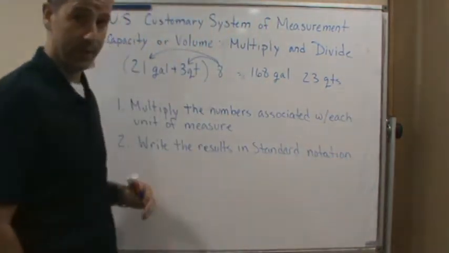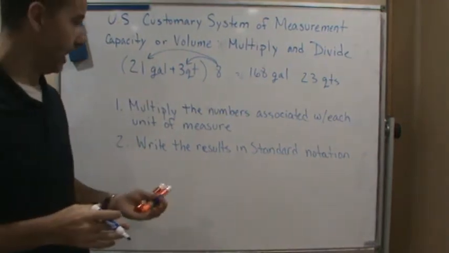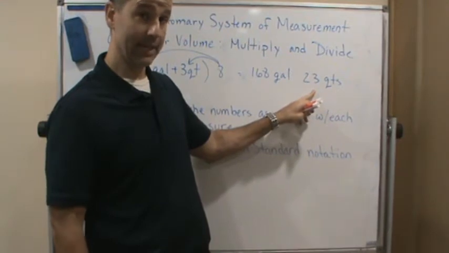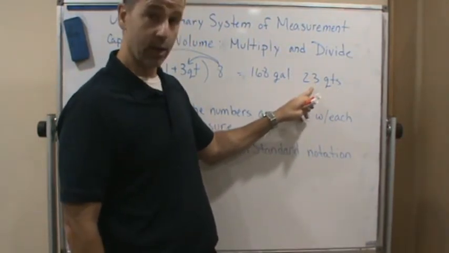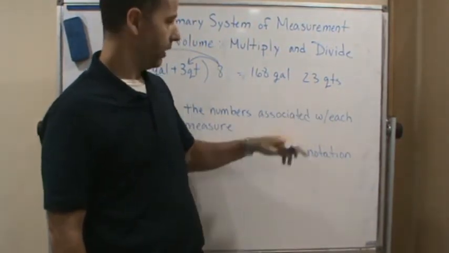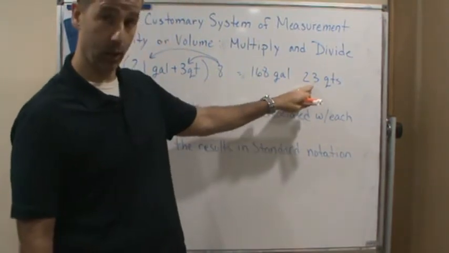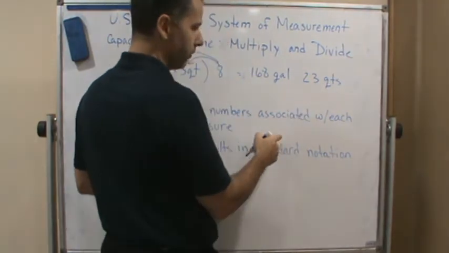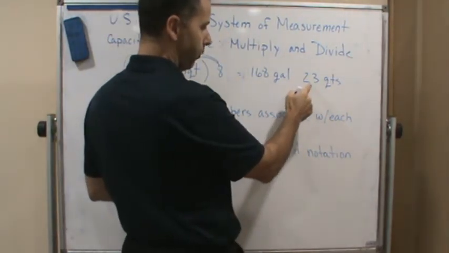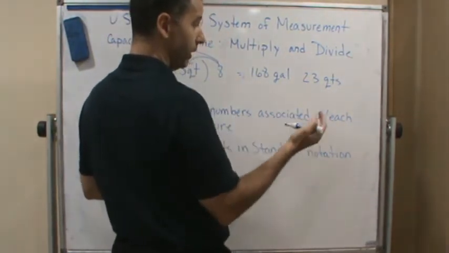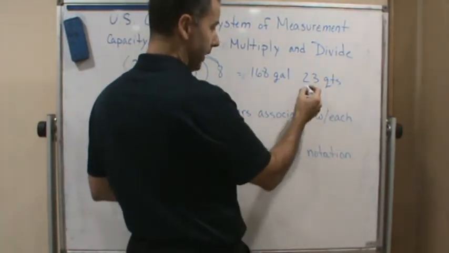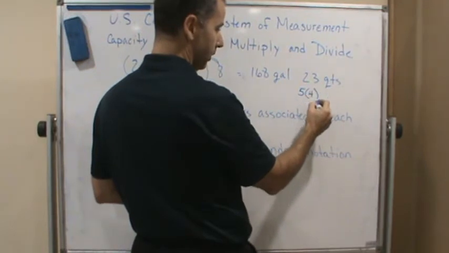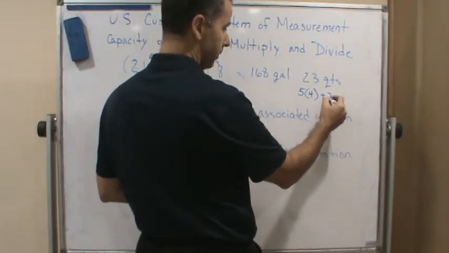Now, this is where I'm going to regroup, because I know every group of 4 quarts is a gallon. So how many groups of 4 are in here? That means I'm going to have to divide by 4. How many groups of 4 fit in 24 quarts? Well, that's going to be 6, because I can write this as 6 times 4 plus 0.